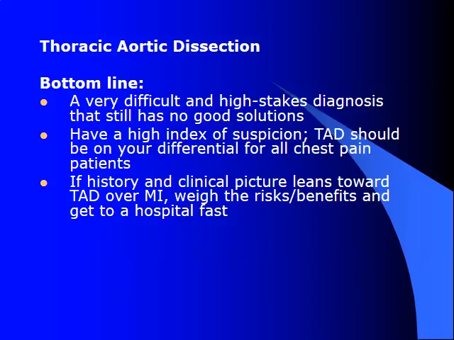This is a high-stakes diagnosis, and there's really no good solutions. Always have a high index of suspicion. This should be in the back of your mind on all your chest pain patients. So if you have a history and clinical picture that leans towards thoracic dissection over MI, weigh the risk versus benefits and get to a hospital with surgical intervention as fast as you can.